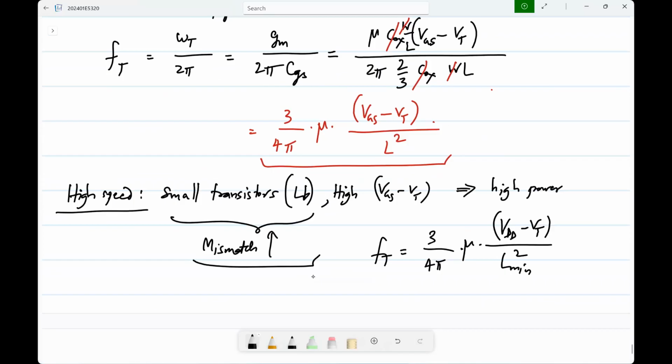And for other reasons of let's say precision or noise, I mean mismatch or noise, you may have to use longer channel transistors. Also, the other thing is that if you use short channel transistors, the inherent gain of the transistor also reduces because GDS is a lot. So that may be another reason why you are using long channel transistors. So your FT will be a lot less than this. Okay.